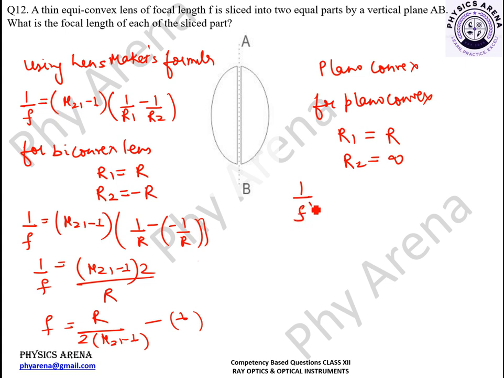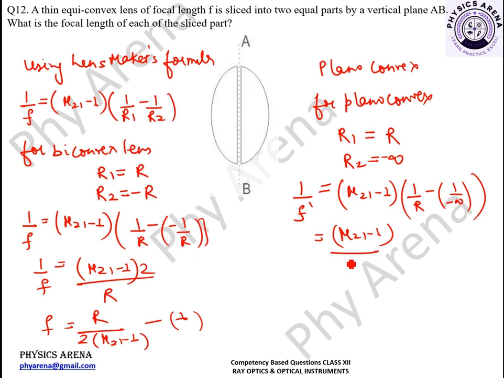So 1 upon f dash becomes equal to (μ₂₁ minus 1). No change in the refractive index, only the change in the radii of curvature for the respective spherical surfaces. So (1 upon R minus 1 upon minus infinity) becomes equal to (μ₂₁ minus 1) divided by R. 1 upon infinity can be taken as 0. This is the value of 1 upon f dash. Now f dash becomes equal to R upon (μ₂₁ minus 1). This is the value of f dash.